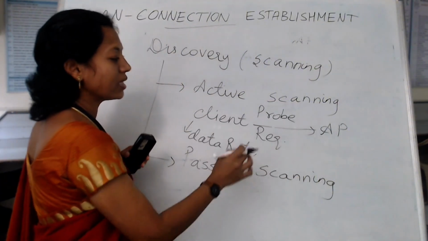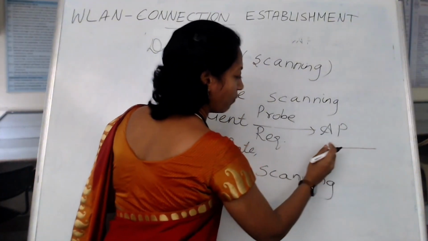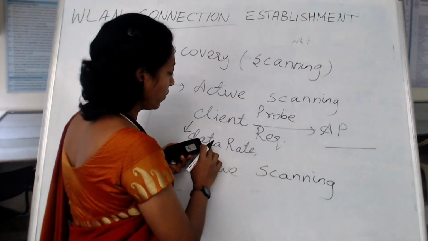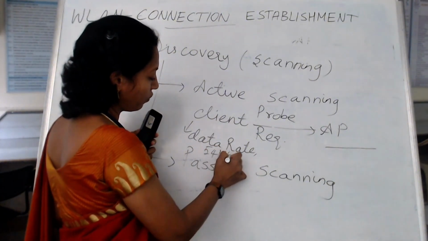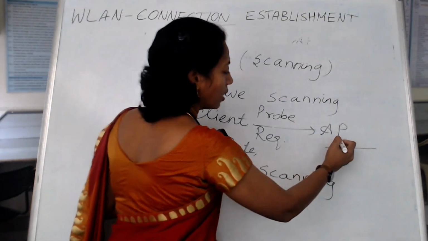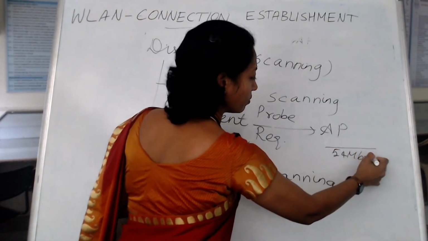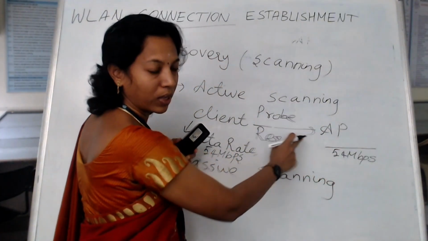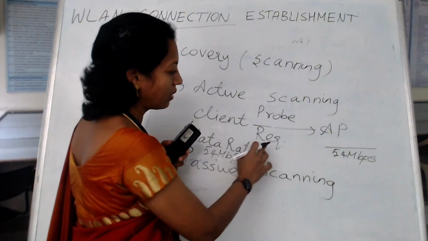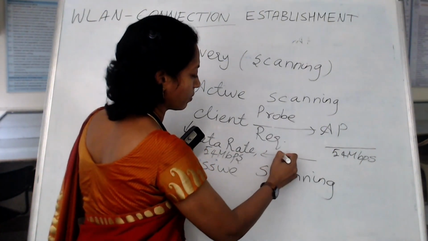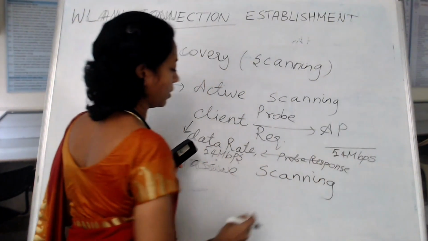What the access point will do now is check the available data rates, whether there is a coincidence of the data rate. For example, if the client is operating at 54 megabits per second, the access point also should support this 54 megabits per second. It will check whether it can support this data rate. If yes, it will send a probe response.